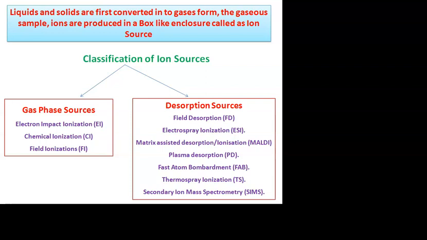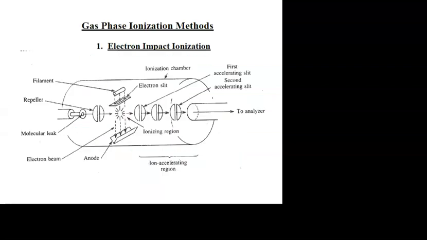Here, desorption means to leave out, to dissolve. The ions which are formed dissolve from a surface, and that is why these are called desorption sources. Here we'll see electron impact ionization first. You can see the diagram here. It comes under the gas phase ionization methods.